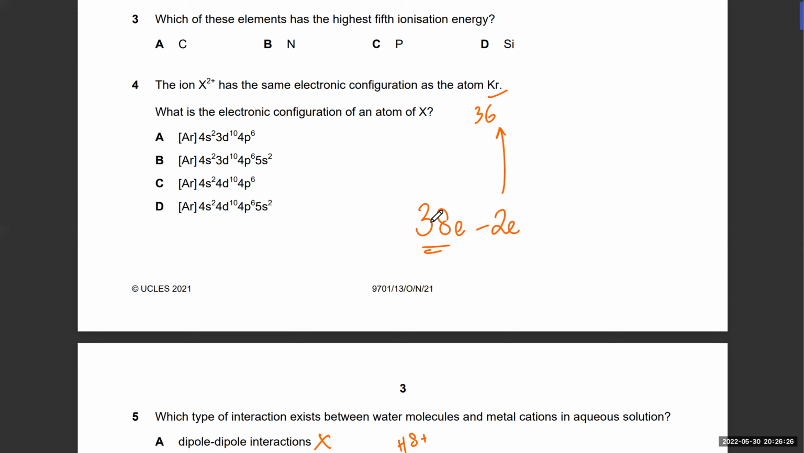So you just have to figure out which one has 38 electrons. And my guess is, I guess it's this one.